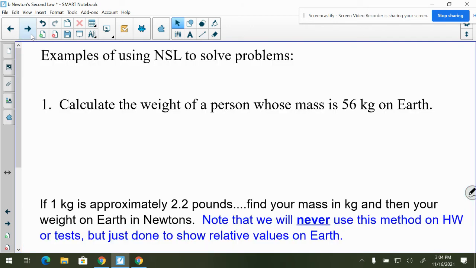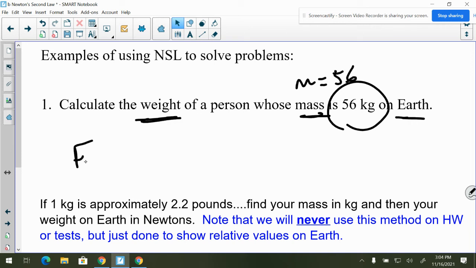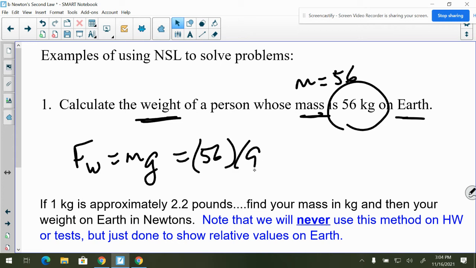So, for example, and we'll do a lab on this a little bit later. I sort of skipped the inertia balance lab, but let's take a person who has a mass of 56 kilograms. You've got to be careful. So there's my m. So if I want to calculate the weight of the person on Earth, I'm going to say, okay, Fw equals mg. The m is 56. The g is 9.8. I'll grab my calculator.